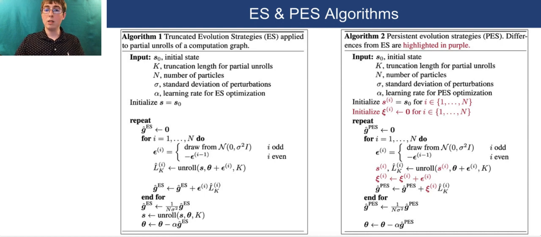Now looking at PES on the right, we now initialize n copies of our state for the n particles that we're going to be evolving over time from their previous states. We also initialize a perturbation accumulator for each of the n particles. And similarly, we loop over the n particles, we draw a perturbation for each particle. Then we unroll now from the state for that particle with the perturbed parameters theta plus epsilon for k steps. Now the unroll gives us a loss for the unroll as well as the updated state. Then we add the current perturbation to our perturbation accumulator, psi I, and then we use the perturbation accumulator times the loss from the unroll to build our PES gradient estimate. So these are the only differences that need to be implemented.